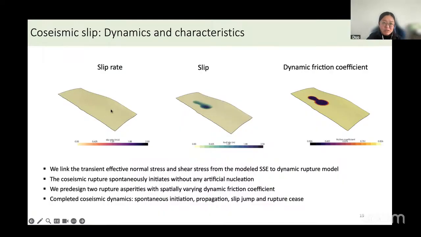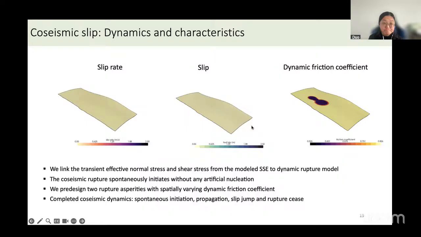So the figure shows the slip rate and the cumulative slip, the coseismic slip, on the fault. So we see the rupture. We found that the shear stress increase contributed from the slow slip at depth is big enough to trigger the coseismic slip, because it gave a shock in the shear stress at the hypocenter. So it promotes the dynamic rupture on the fault.